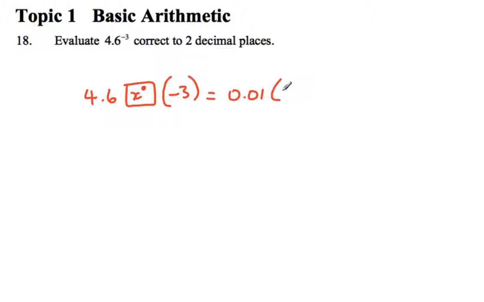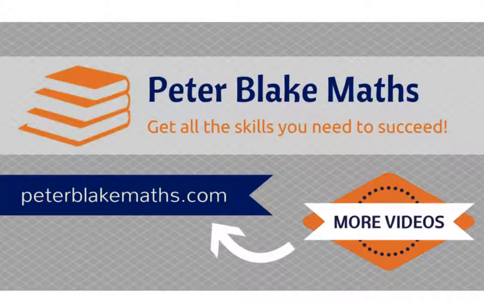0.01 rounded off to 2 decimal places, and we'll tell the marker how much we've rounded that off, even if it's just following the instructions from the question. So look for that button there. When you put that negative indice in, put it in brackets. It does work a whole lot better, that one. There's a few examples there of some powers and roots. Hope that helps. See you next time.